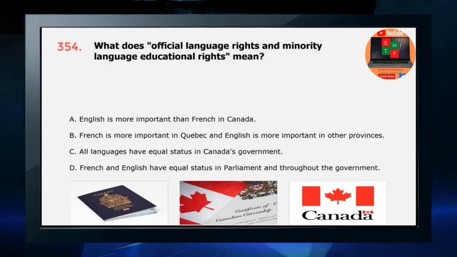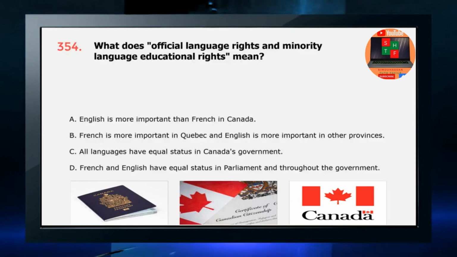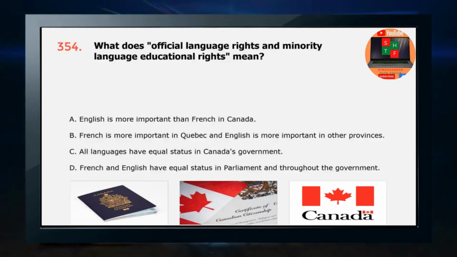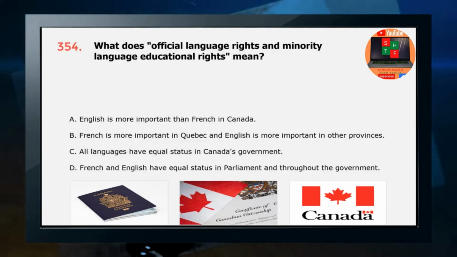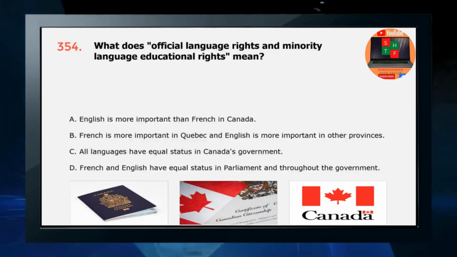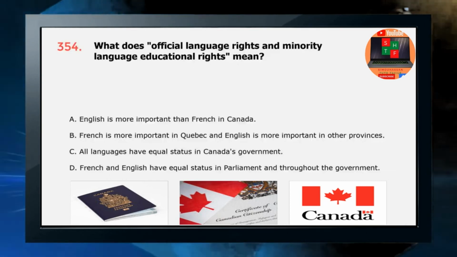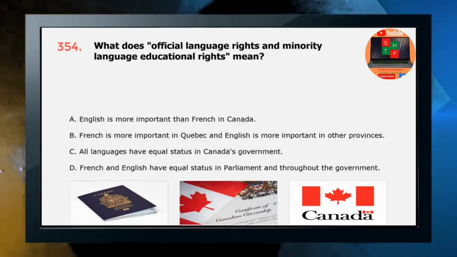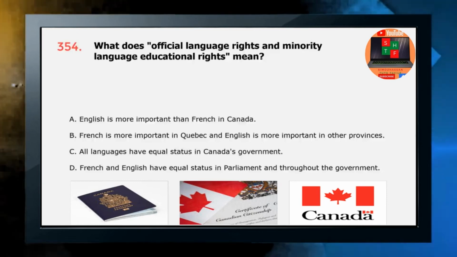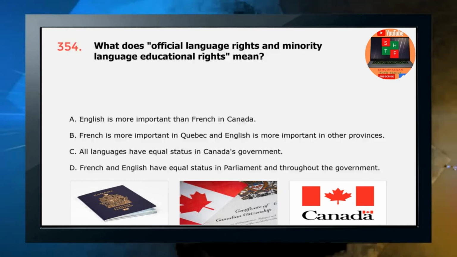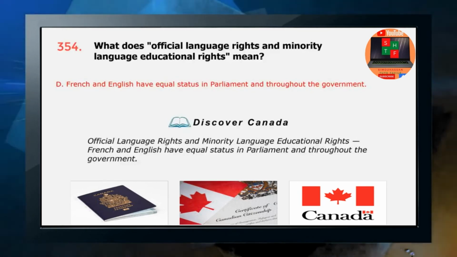Question 354. What does Official Language Rights and Minority Language Educational Rights mean? A. English is more important than French in Canada. B. French is more important in Quebec and English is more important in other provinces. C. All languages have equal status in Canada's government. D. French and English have equal status in Parliament and throughout the government. The answer is D. French and English have equal status in Parliament and throughout the government.